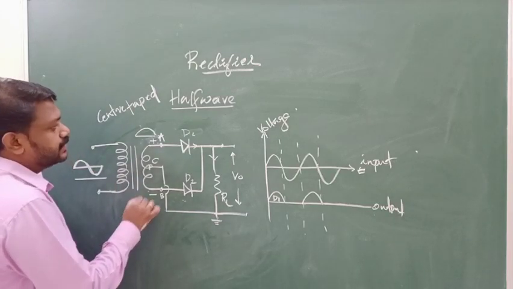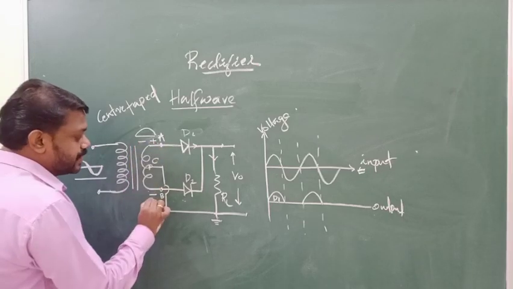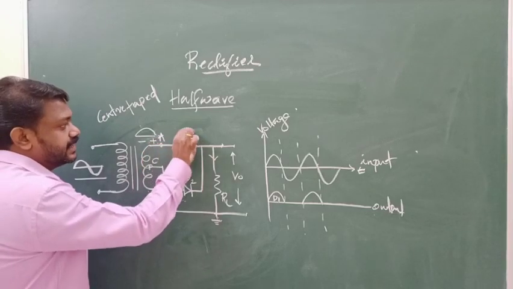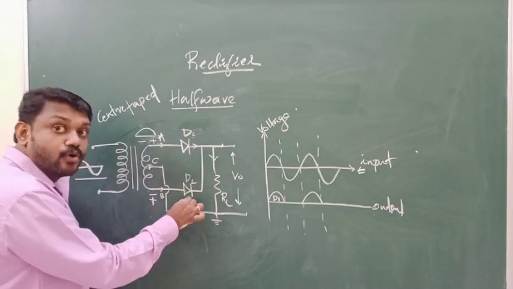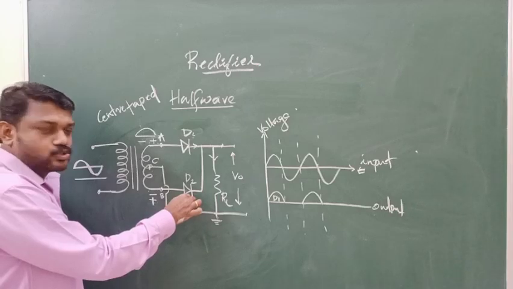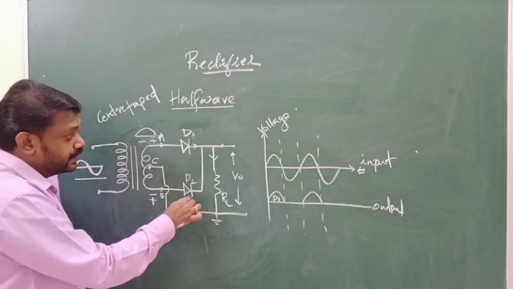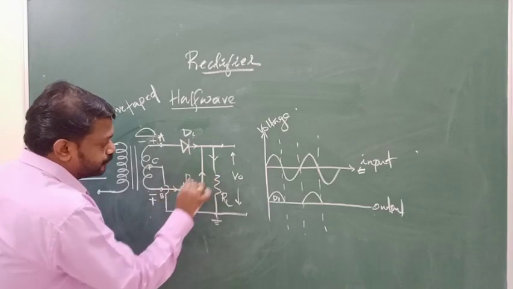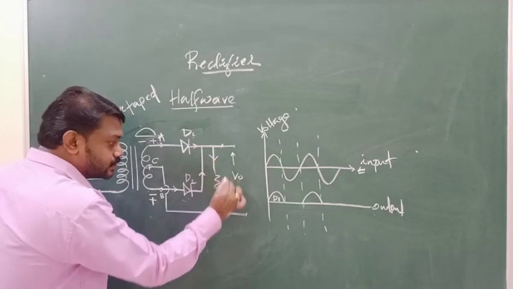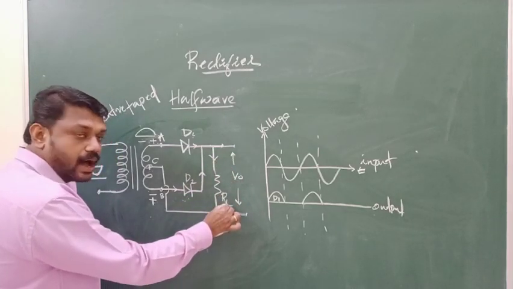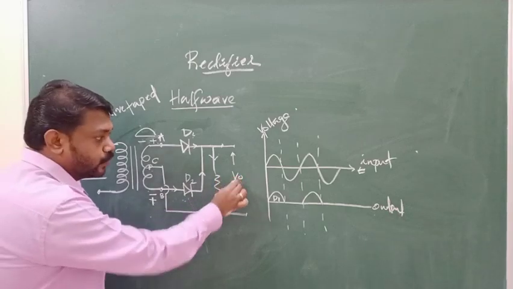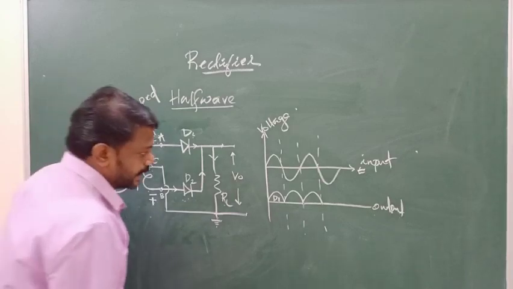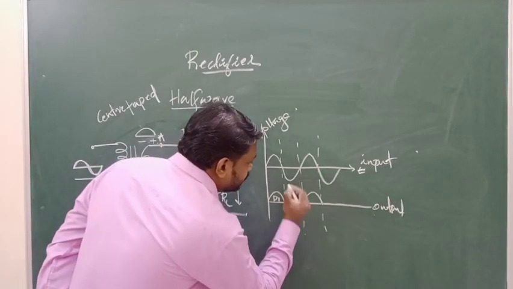See, the next negative half cycle is coming. During the negative half cycle, A will become negative and B will become positive with respect to C. If A is negative, then D1 is reverse biased and D2 is forward biased. So what will happen? D1 will not conduct and D2 will conduct. See the direction of current flow from D2. It is coming through RL in the same direction, and it provides the potential VO. So during the negative half cycle also you are getting output across RL, which is due to conduction by D2.